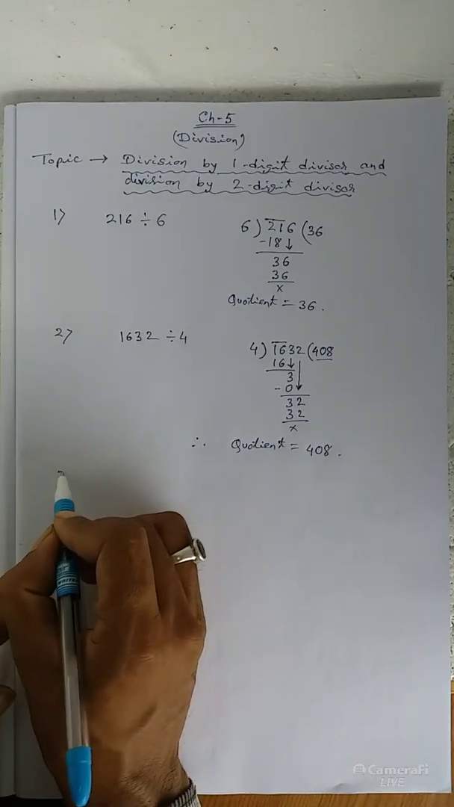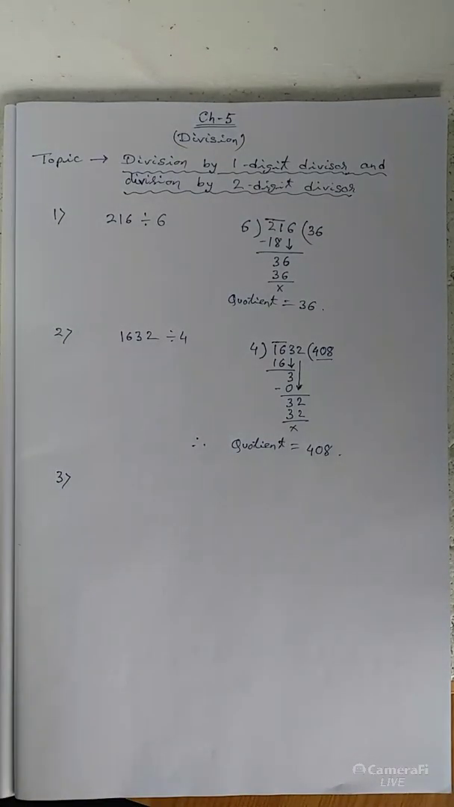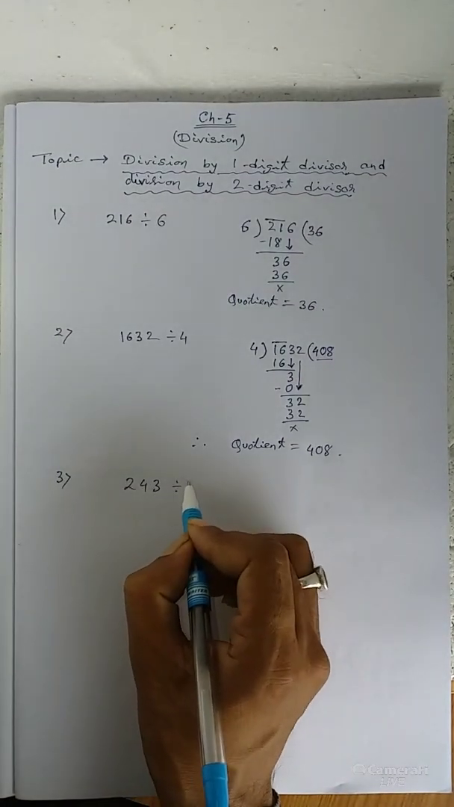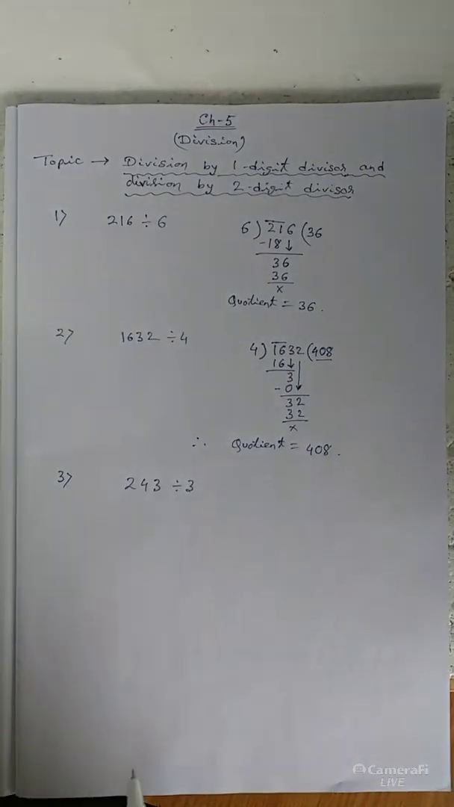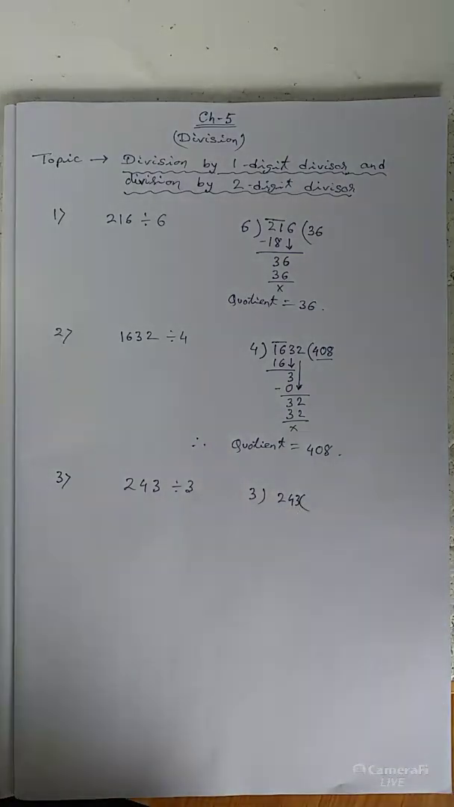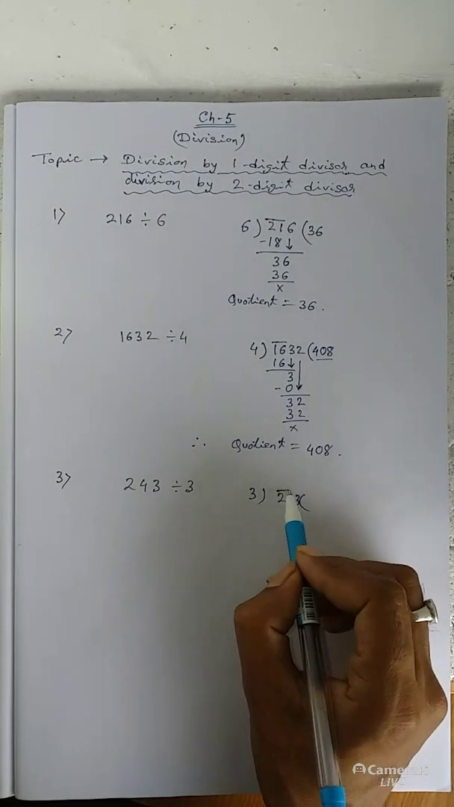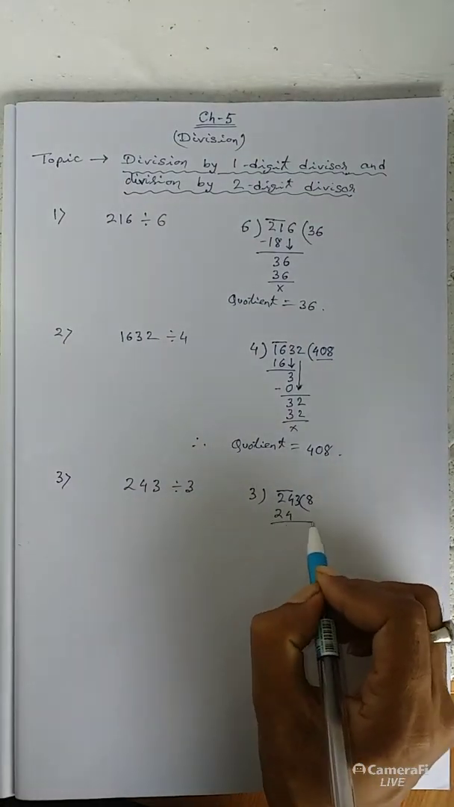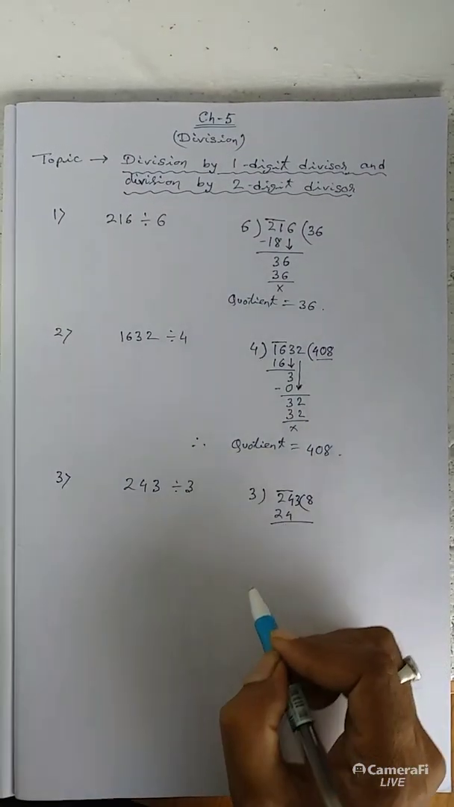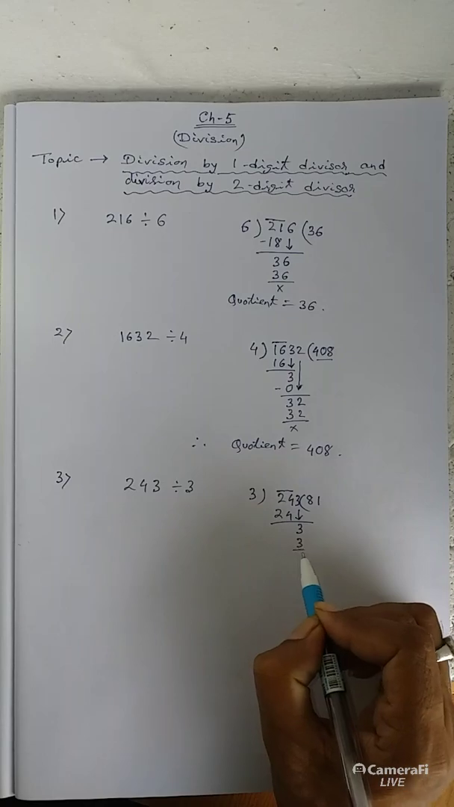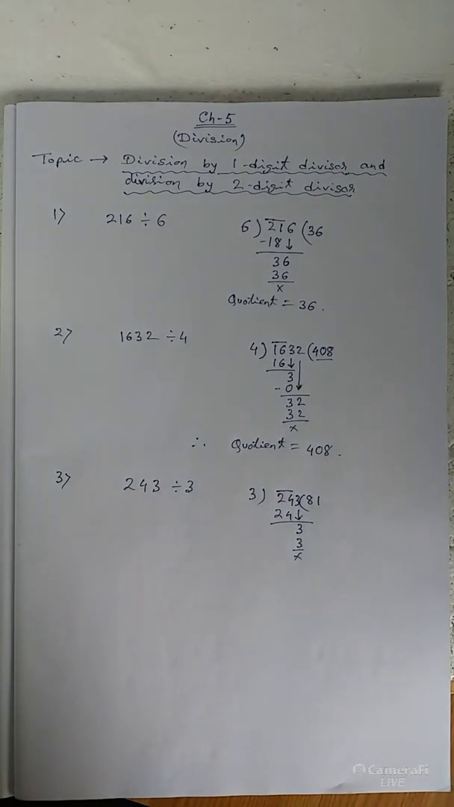Now suppose we are dividing the number 243 by 3. Let us first divide it. Take the first digit, not possible to divide. So take 2 digits, the number becomes 24. 3 8 is 24. After subtracting, nothing is left here. Next take the 3 and we get 3 1 is 3. Division is completed, we get the quotient 81.